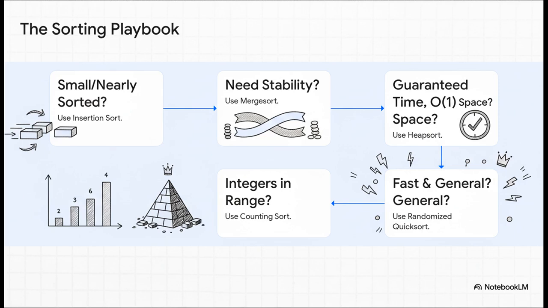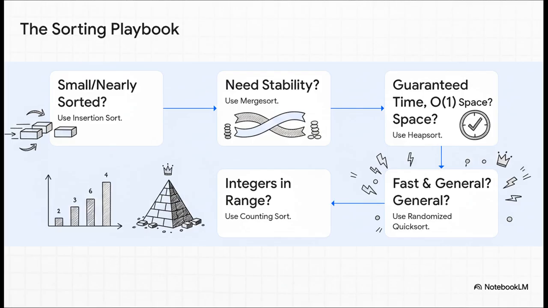It's a decision tree. Is your array tiny, or maybe it's already almost sorted? Don't overthink it. Insertion sort will be lightning fast. Do you absolutely need stability? Maybe you're sorting data by multiple columns. Merge sort is your reliable workhorse. What if you're in a situation where you need that worst-case guarantee, but you have no extra memory to spare, like on an embedded system? That is a job for heap sort.